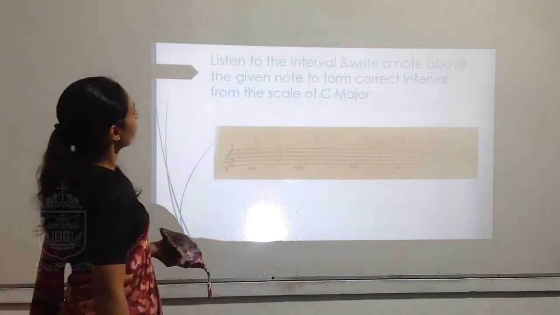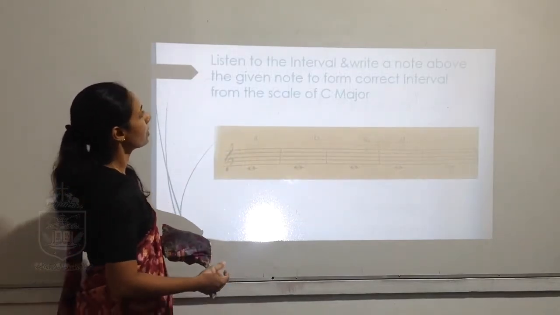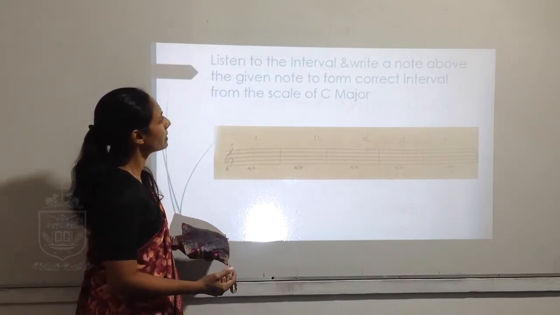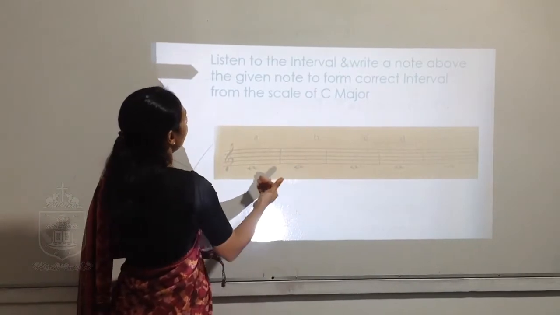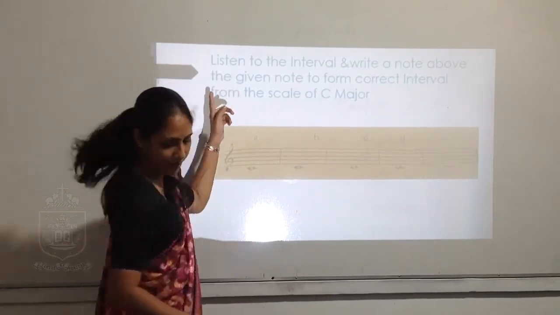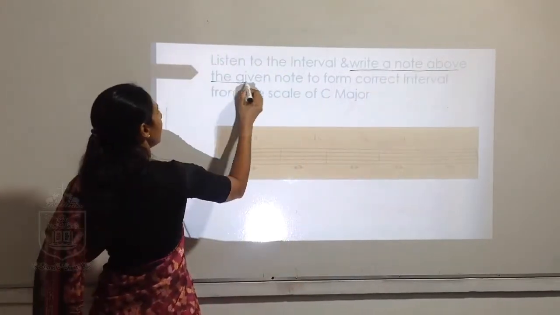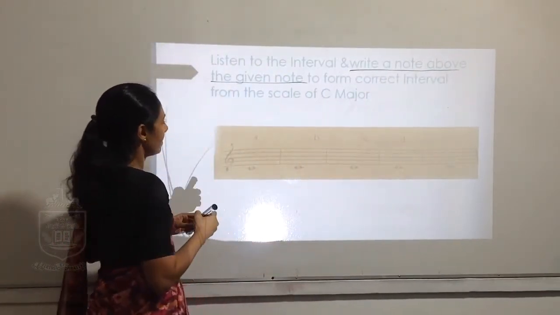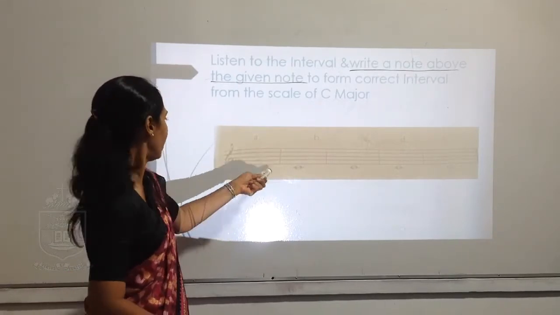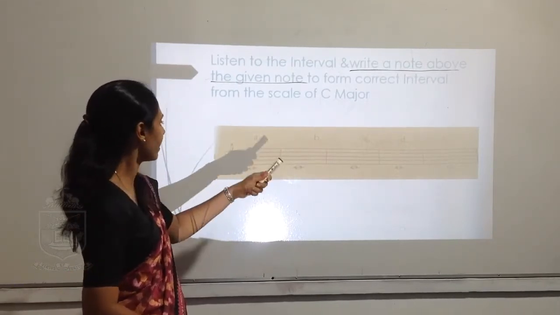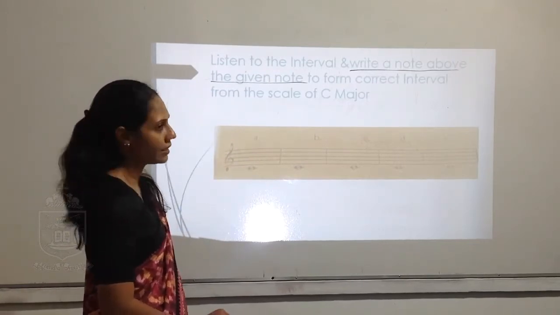Okay, now they say listen to the intervals and write a note above the given note to form the correct interval from the scale of C major. Right? This is C. So we have to write a note above the given note to form the correct interval. This is also a listening activity. I will play the root note and the second note. So you have to find the other note, the second note.